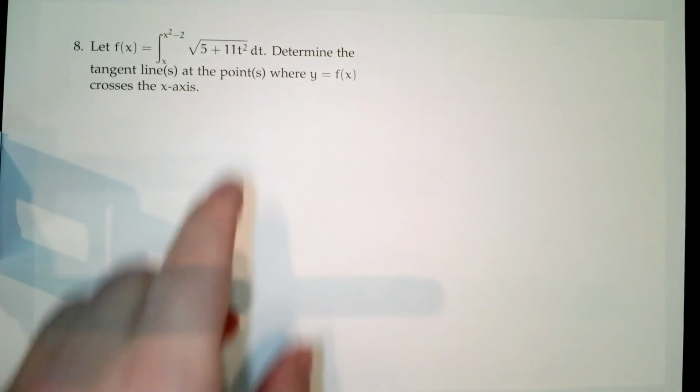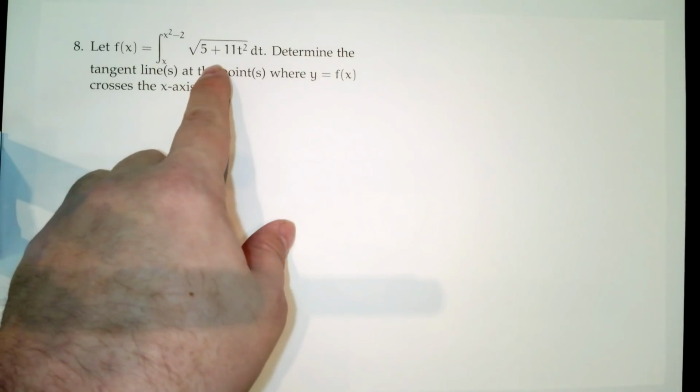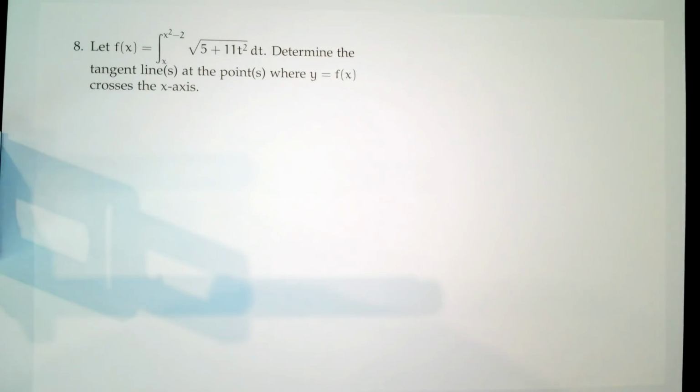So the first thing is, could I find another way to write f of x? In other words, could I integrate the square root of 5 plus 11t squared? And the answer is, maybe if I took Calc 2. But it would not be pleasant. And we're not in Calc 2, so we're not going to do that. We're going to instead do something even better than doing Calc 2, which is we're going to use the power of the mind.